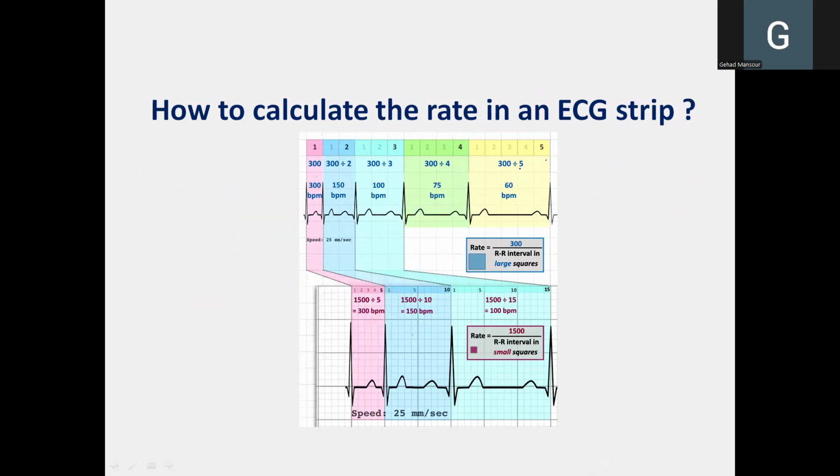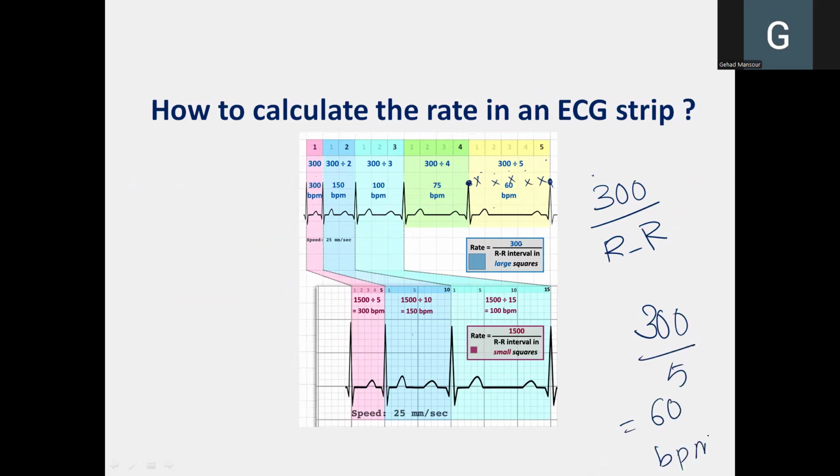Here we have 5 big boxes between the R intervals. 1, 2, 3, 4, 5. So the heart rate in that ECG strip is 300 multiplied by the number of R intervals, but in large squares. So how many large squares or big boxes do we have? We have 5. So the heart rate is 60 beats per minute.